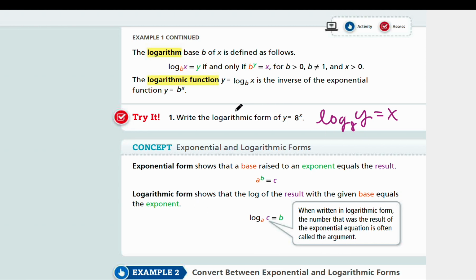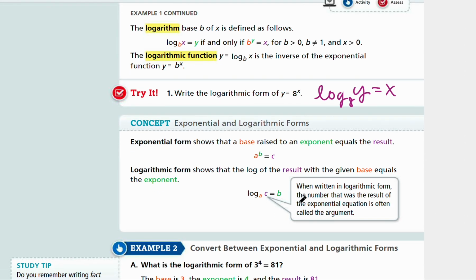Okay, so looking at this concept, exponential and log form. Exponential form shows the base raised to the power of the exponent equals the result c. And logarithm, using the same numbers, is log to the same base a of the result c equal to the exponent b. So we can use the same numbers in different forms using log. Keeping that in mind, let's move on to example 2.